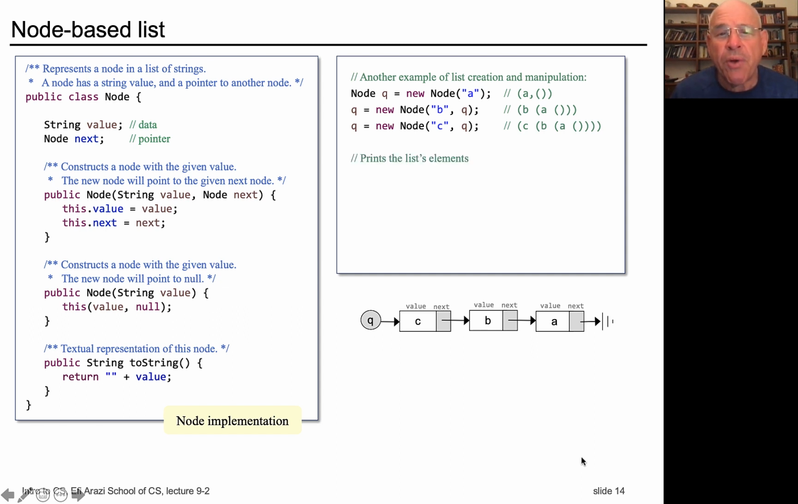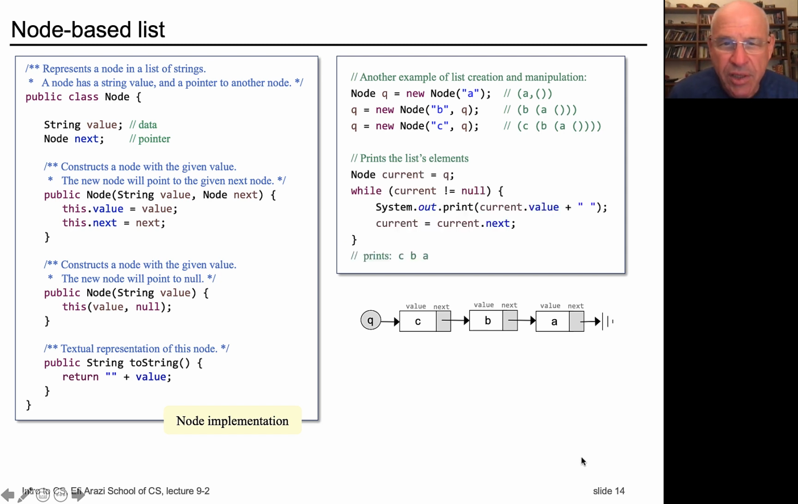Now, suppose we want to print the list's elements. Well, one way to do it is to use this code here. We begin by creating a node object called current, and we set it to Q. So we're going to have this object variable called current. I wrote CURR to save some space. So current now points to the first element in this list.